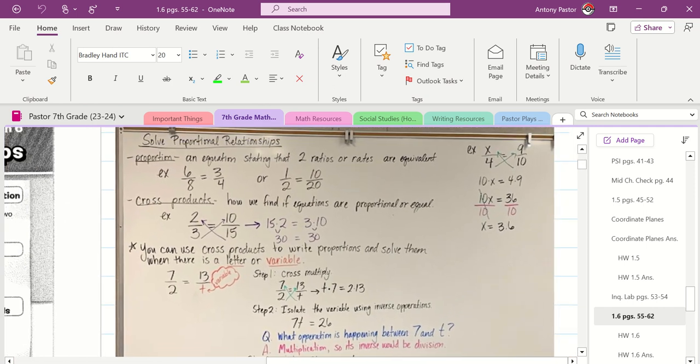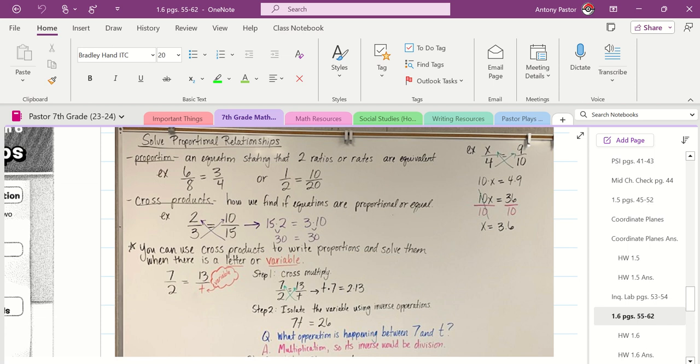A proportion is an equation stating that two ratios or rates are equivalent. So 6/8 and 3/4 are equivalent. They're basically fractions that are written in a different form. If you double 3/4, you'll get 6/8. So these are equivalent ratios. 1/2 and 10/20 are also equivalent proportions because they will just be multiplied by 10 in order to go from 1/2 to 10/20.